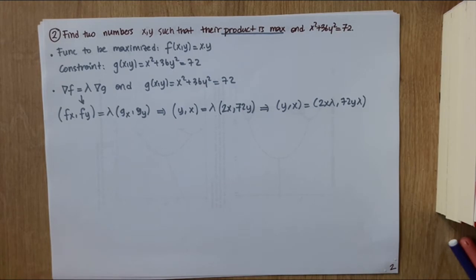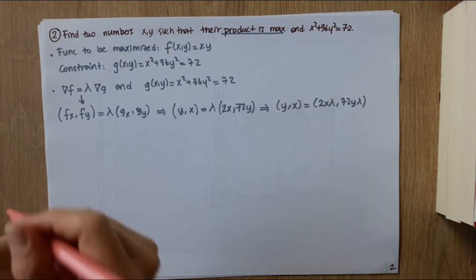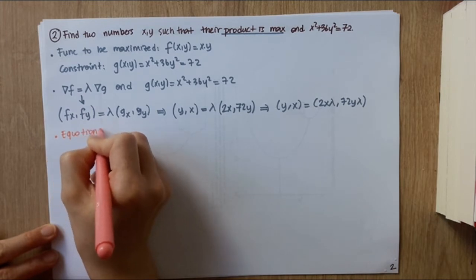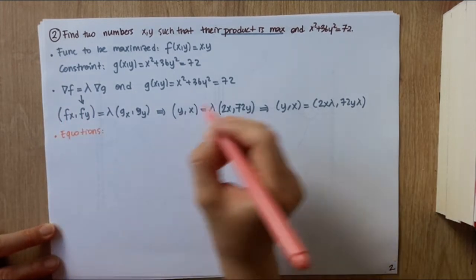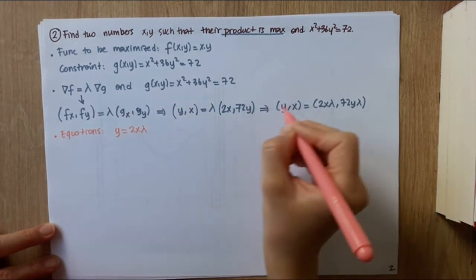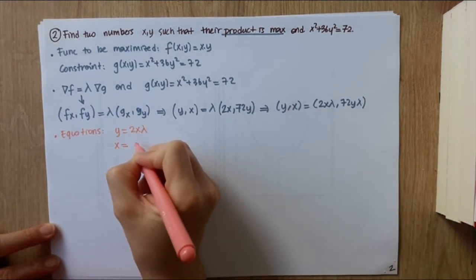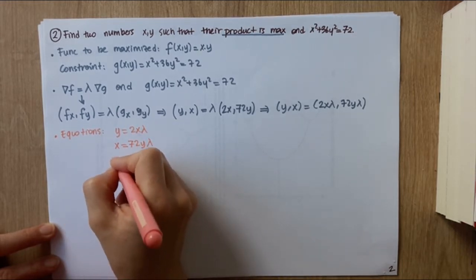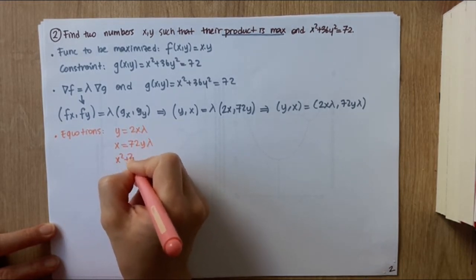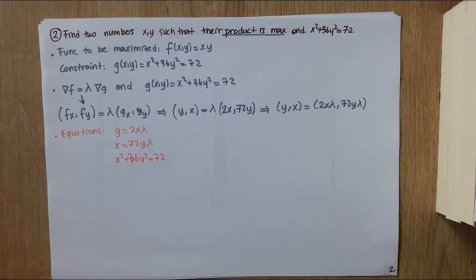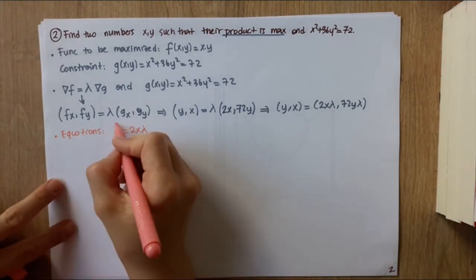At the end, the equations are y equals 2x lambda and x equals 72y lambda, and also I have x squared plus 36y squared equals 72. So first of all, I have three equations, of course.